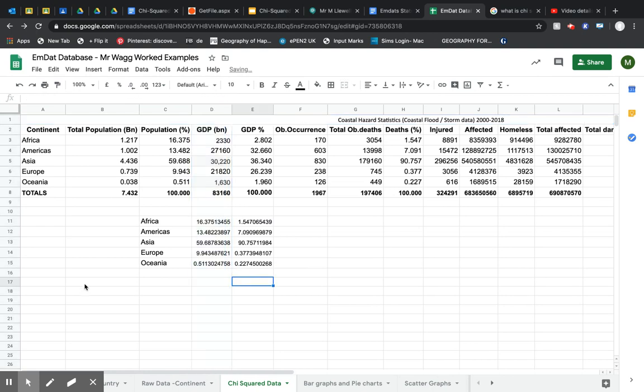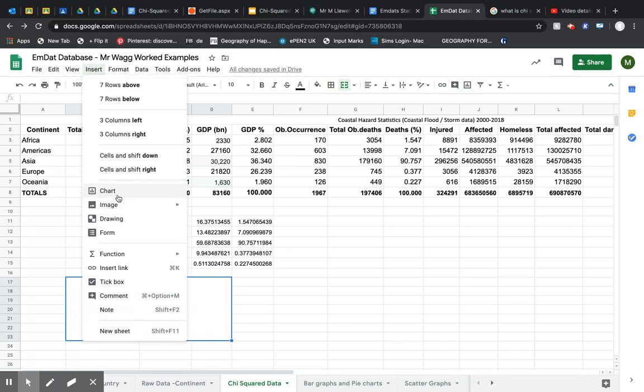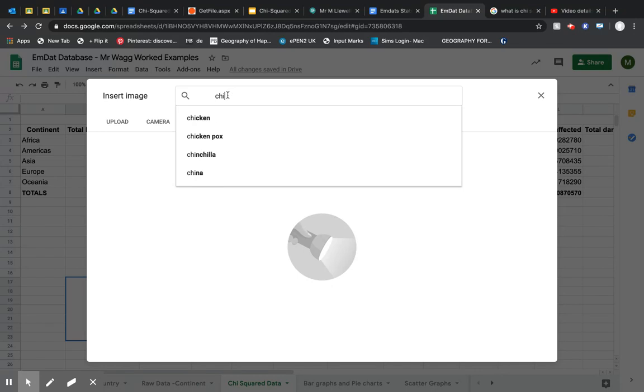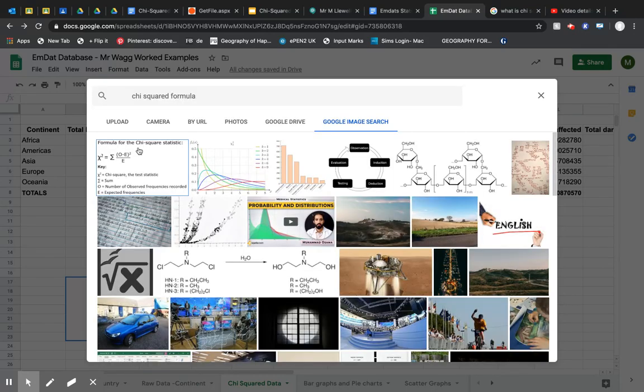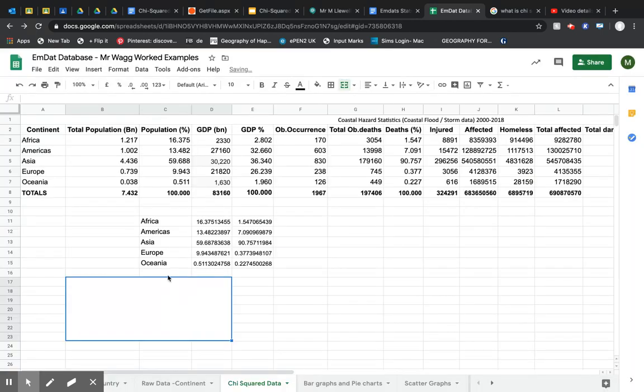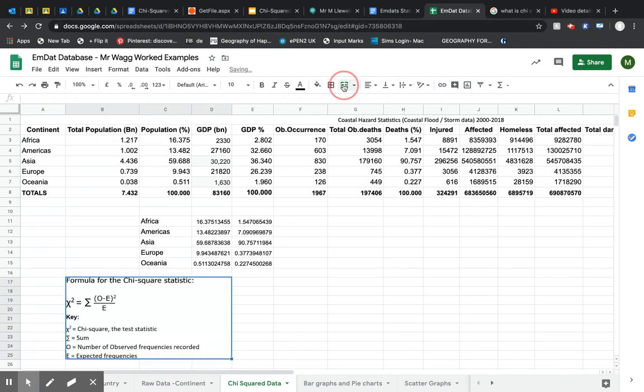Now what I suggest you do, I'm going to merge some cells together to make this easier. I'm going to go on to insert. I can copy and paste this, but an easier way to do it is if I insert image and I happen to want the chi-squared formula. Boom, that's the one I want. Insert that. It should be nice and visible. I can always make it bigger if I want to by including more cells.